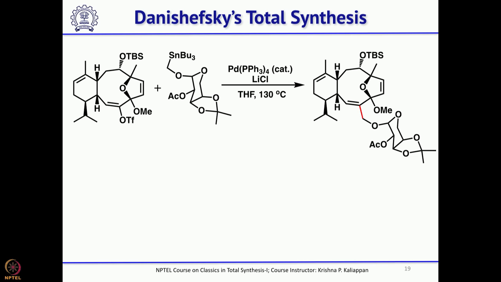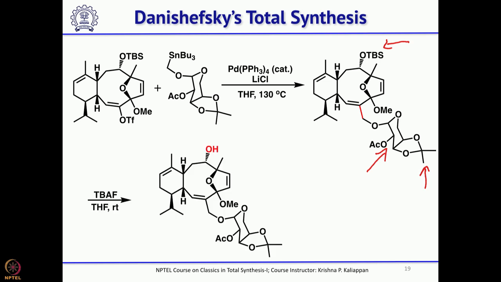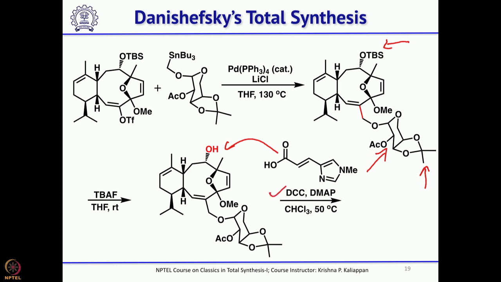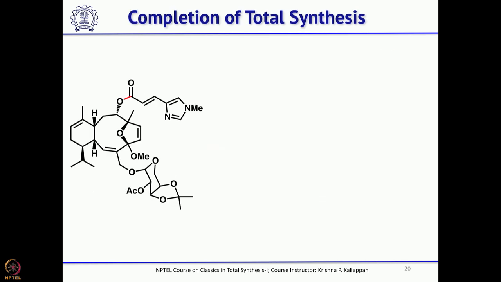So what is left now is you have to remove the TBS, attach the side chain, then remove the acetonide and acetyl group. So these are the three things left for the total synthesis of eleutherobin. First, the easiest is to remove the TBS group. Treatment with TBAF removes the TBS. Next, you have to attach this side chain. This alpha beta unsaturated acid is a known compound, and using DCC, you can couple this carboxylic acid with the alcohol to introduce the side chain on the northern hemisphere.